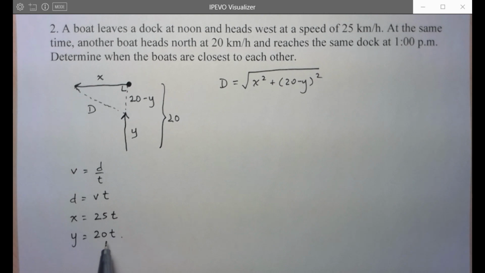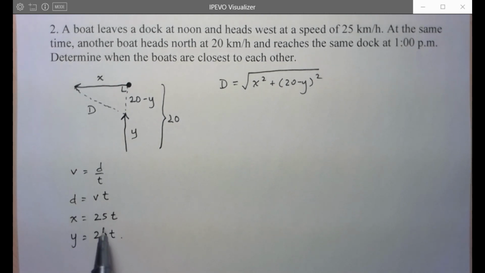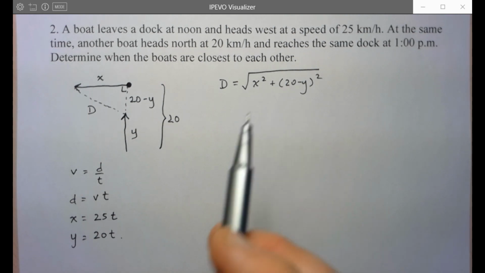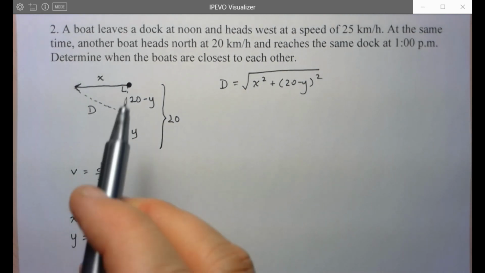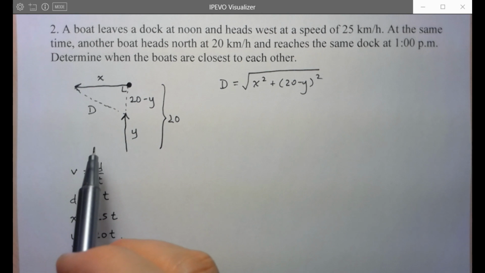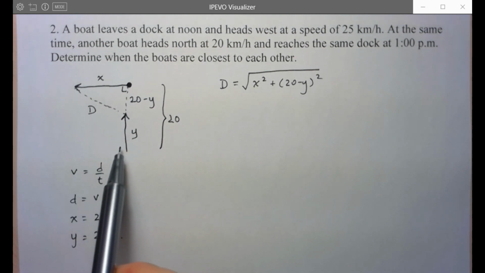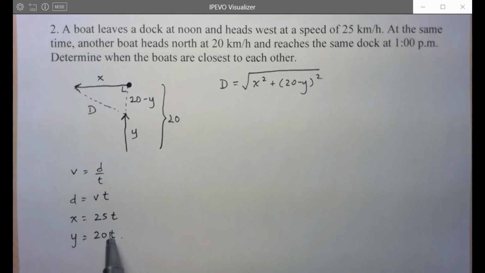Okay, similar to what we did in the first problem in this lesson, I was able to take the unknowns that I had in my equation and write them in terms of a third unknown. Remember, these boats leave at the same time. They both leave at noon, so they're traveling for the same amount of time. Hence, it's the same time variable for both of these distances.